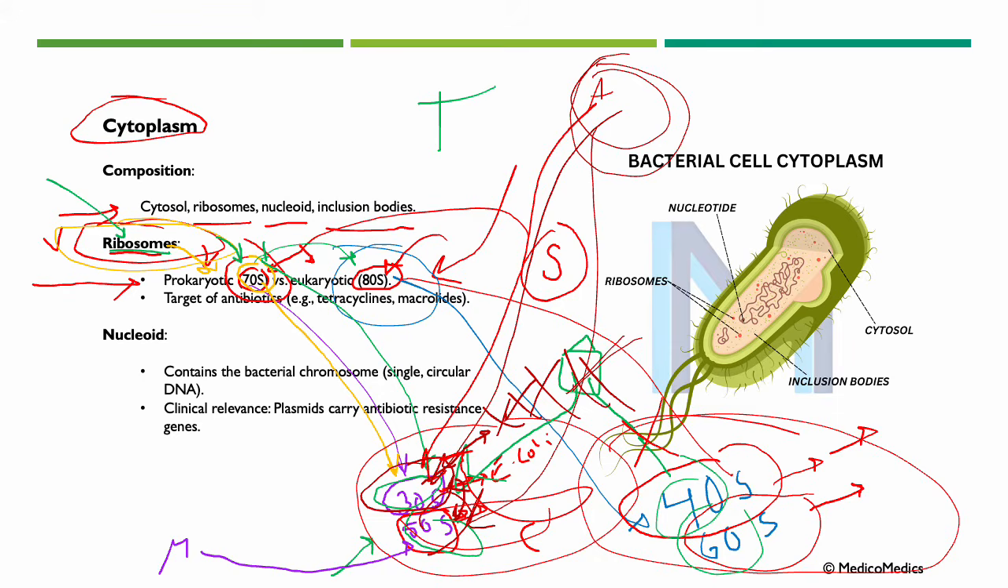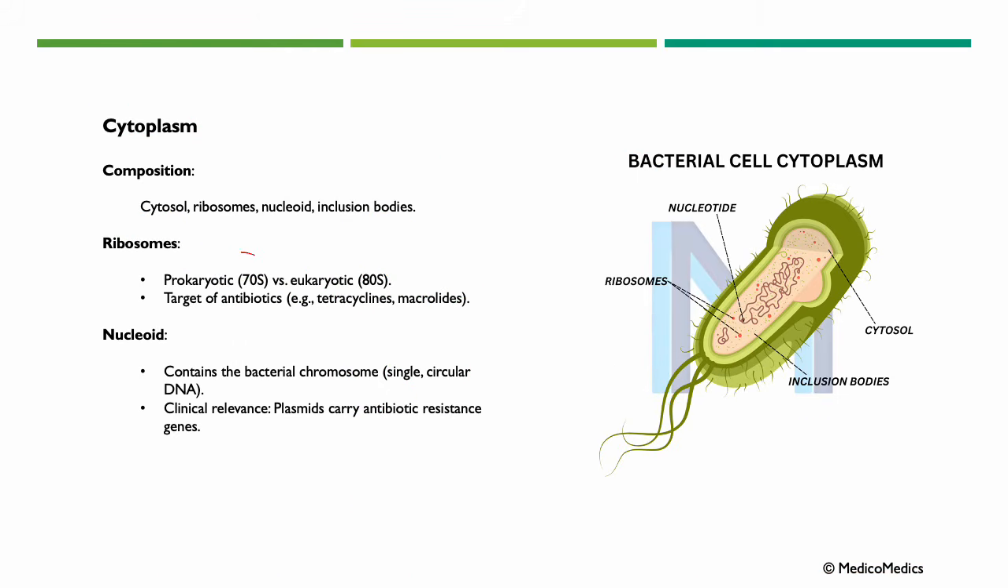So to summarize then, we have 70S ribosomes. Actually, let's clear this up and say we have 70 Svedberg unit ribosomes found in prokaryotic cells, so bacteria. And these are, number one, smaller than eukaryotic. And they are composed of 30S and 50S.